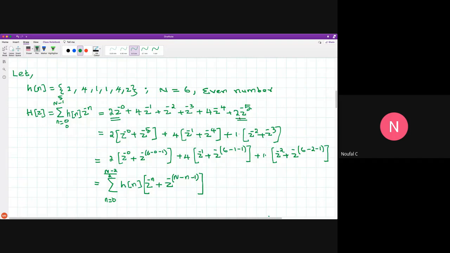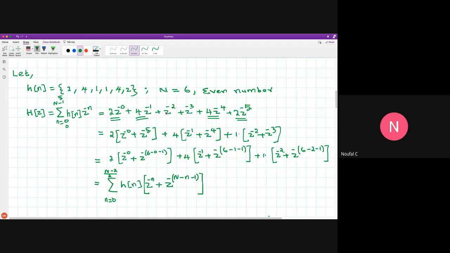So you can group them together because both of them have the same coefficient of multiplication. So you can take it outside and write 2 (z raised to minus 0 plus z raised to minus 5). Similarly, you can group this term and this term together. So it is 4 z raised to minus 1 and 4 z raised to minus 4. Okay, so you can write it as 4 into (z raised to minus 1 plus z raised to minus 4).